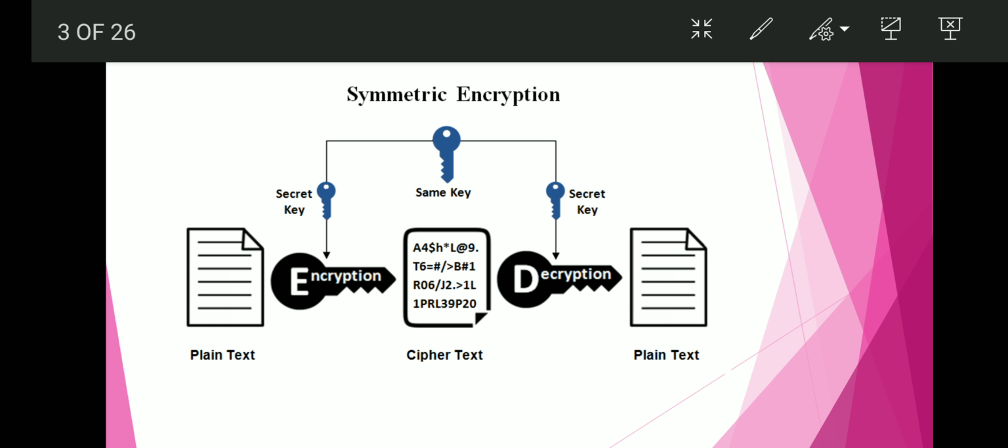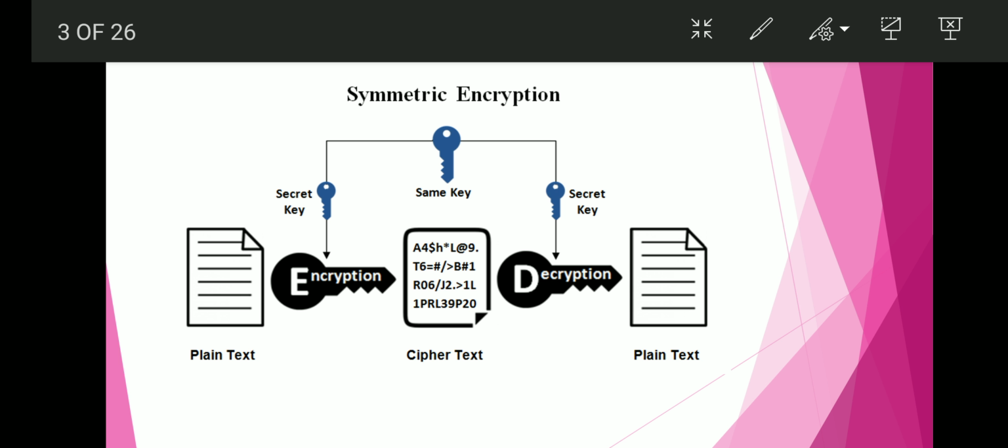Let me define what is meant by encryption. Encryption is the process of converting the plain text or original text into an unreadable form, that is called encryption. Similarly, the decryption process. The encrypted text will be transmitted across the communication channel. At the receiver end, the encrypted text can be decrypted.